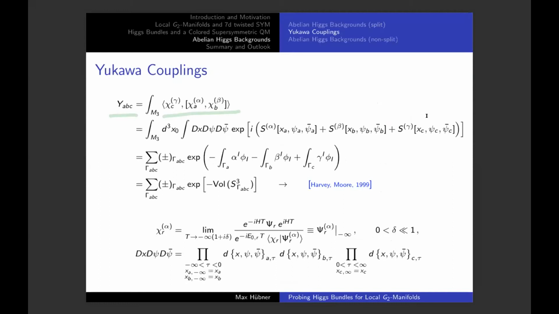The way that this works is that one expresses each of the perturbative ground states here using this formula, where here psi r is a profile, a wave function profile, highly localized at the site of the perturbative ground state, and then it's projected onto the perturbative ground state by time evolution.